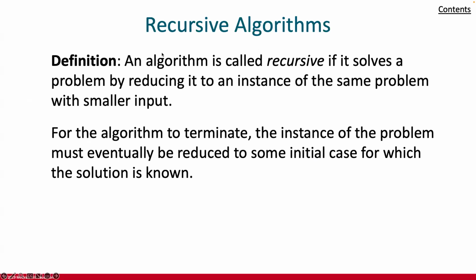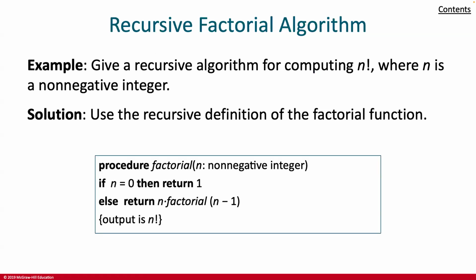So a recursive algorithm is an algorithm that's called recursive if it solves a problem by reducing it to an instance of the same problem with a smaller input. For the algorithm to terminate, the instance of the problem must eventually be reduced to some initial case for which the solution is known. Okay, what I'm going to do for the next handful of charts is just give you a perspective, and you can see the pseudocode here. In each example, the function calls itself, and thus we see that it's recursive.